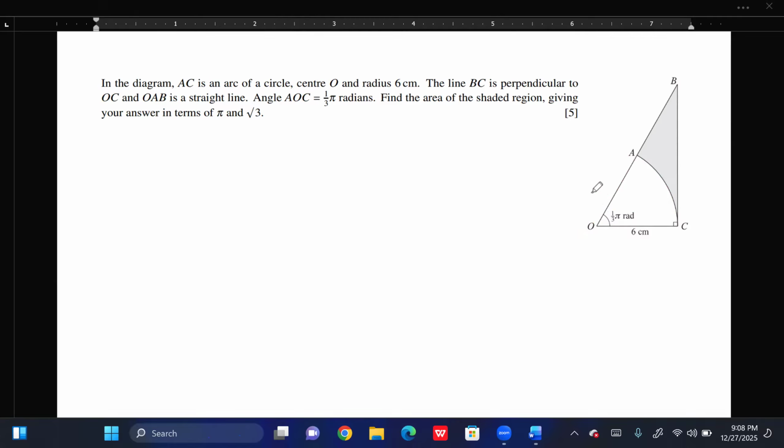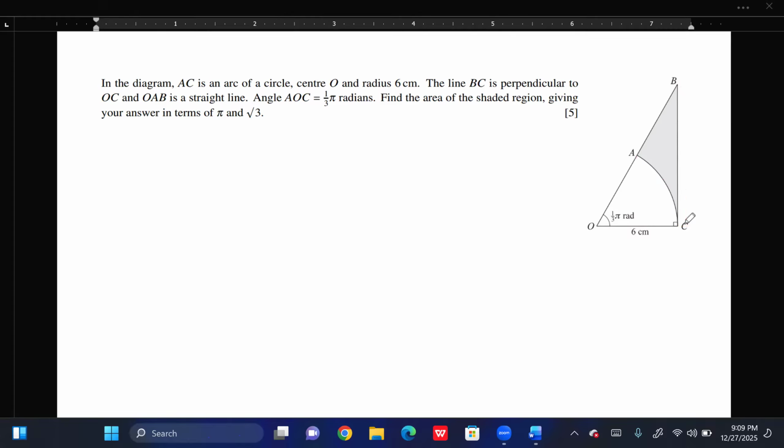Now they are looking for the area of the shaded region. So the simple plan is to get the area of the triangle first and then subtract the area of the sector. You will get the area of the shaded region. But for the area of the triangle, let's calculate the length of BC first, which will be the height of the triangle as well.